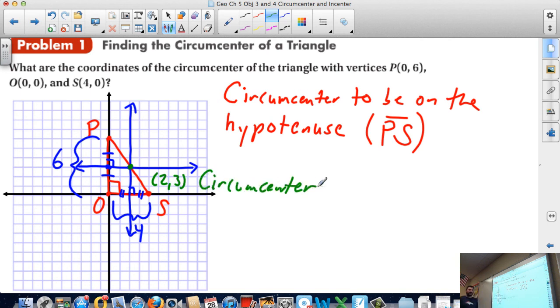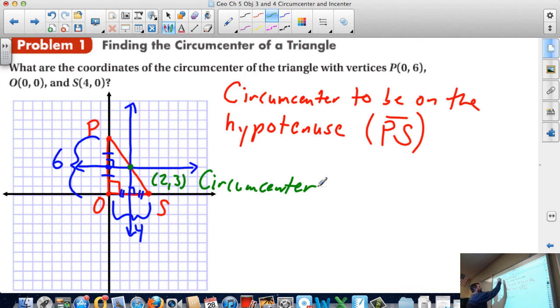Okay, all we have to do is find two of the three perpendicular bisectors. Where they intersect should be the circumcenter. And again, we can double check what we thought. We assumed it was going to be on PS, the hypotenuse of the right triangle, and in fact it is. So we know we found the right spot here.